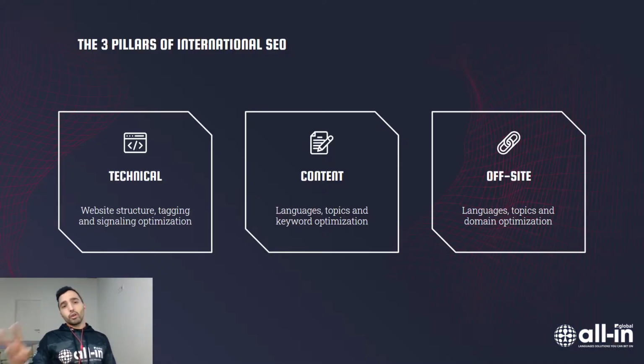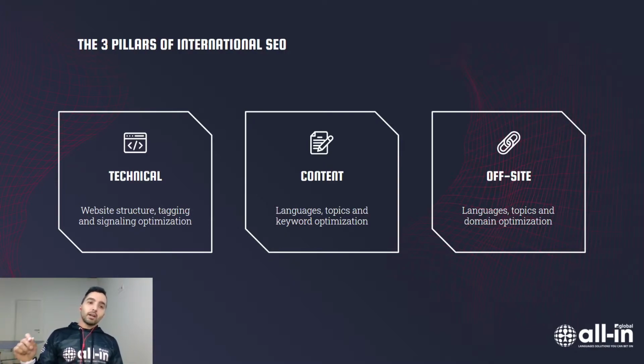So the main three pillars in terms of international SEO are the ones that I've mentioned before: technical SEO, content SEO, and offsite SEO. Those three are obviously the same pillars as you have for single market SEO. But in this case, we will have to be specific in how we approach the SEO when we're talking about international and when we're talking about multilingual.